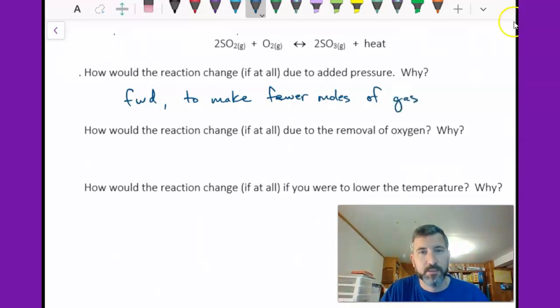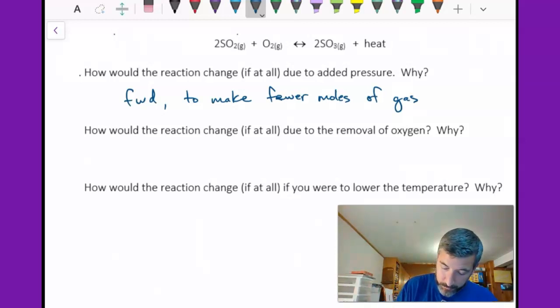All right, hopefully that makes sense. 3 on the left, 2 on the right. It's going to shift forward. What about the next question? How would the reaction change, if at all, due to the removal of oxygen, and why? Okay, hopefully you said reverse, to make more oxygen, right?